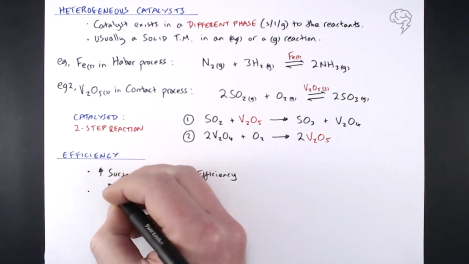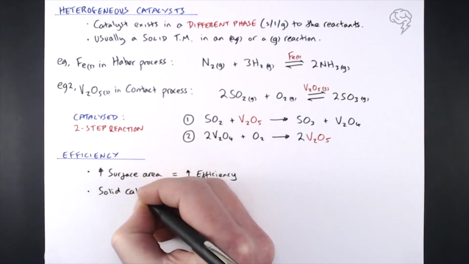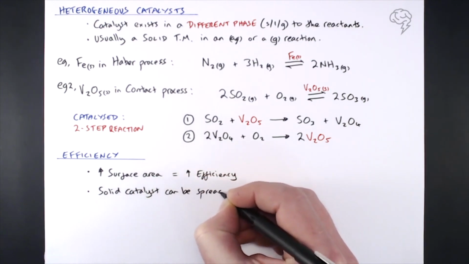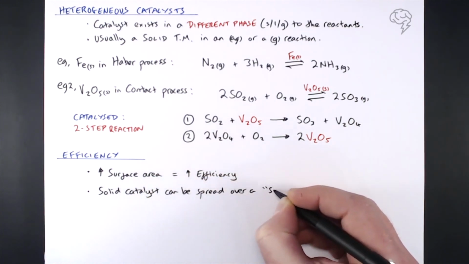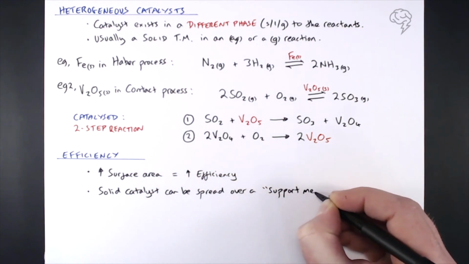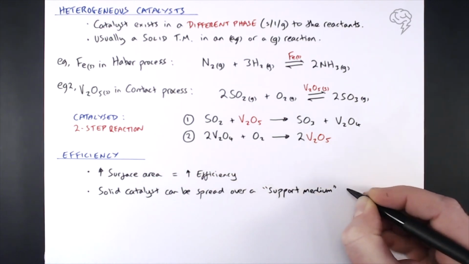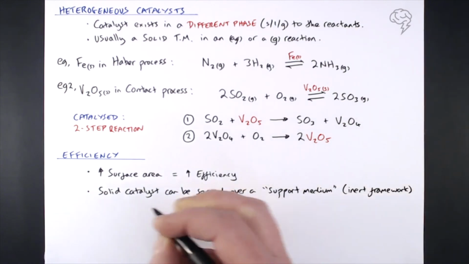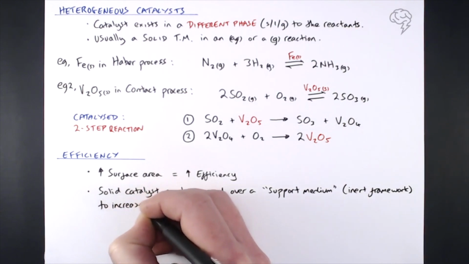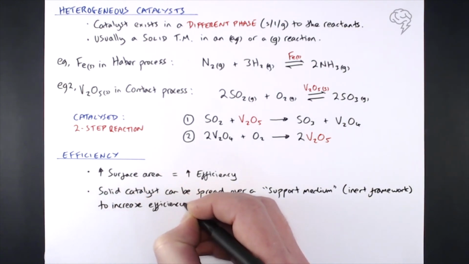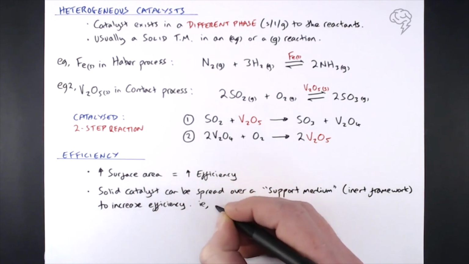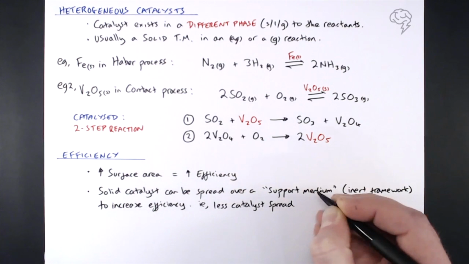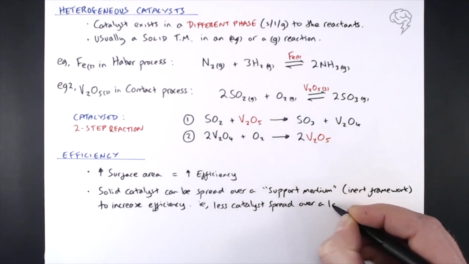Another way that industry can achieve this is by taking that solid catalyst and spreading it over what's known as a support medium. And that is literally something that can support that powdered catalyst. It's an inert framework. So if you build a honeycomb framework and then powder spray it with, let's say, iron or vanadium oxide, just covering the surface, that's going to really increase the efficiency of your catalyst as the gases pass through that honeycomb framework. So in other words, they can use less catalyst over a large area.